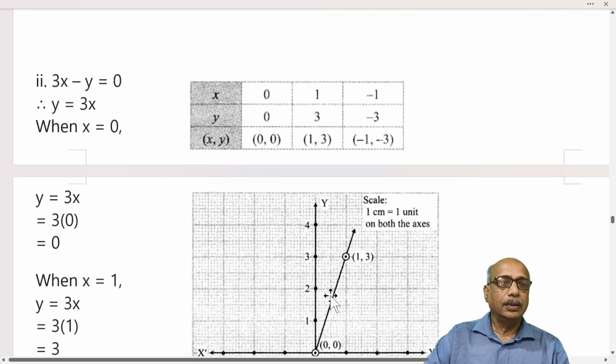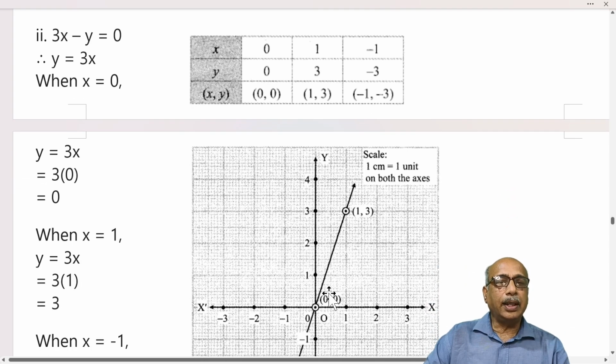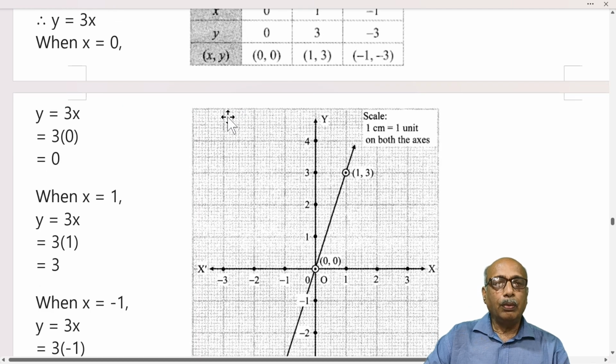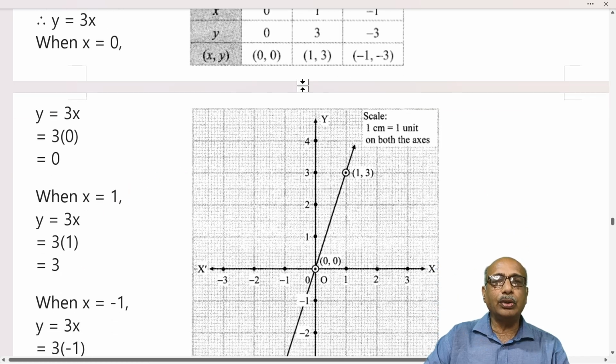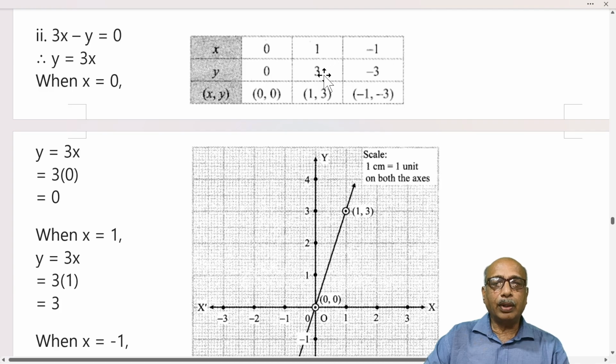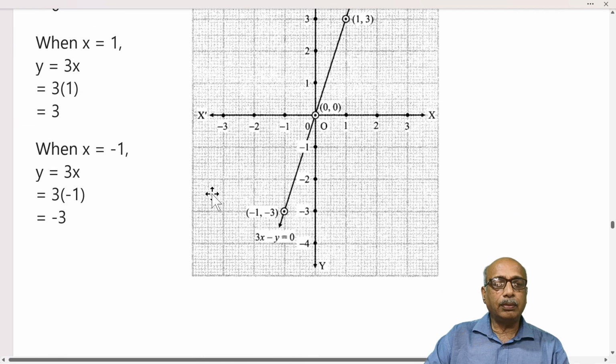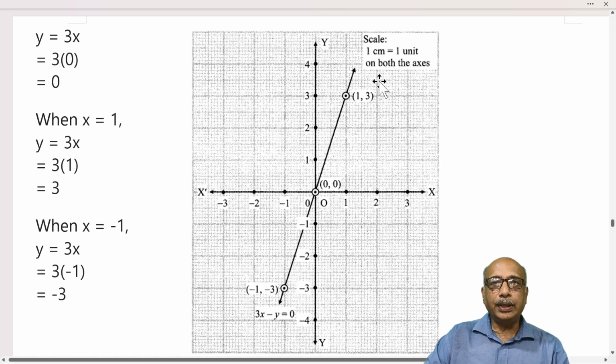Next. Another example, 3x minus y equals 0. Therefore, y equals 3x. So when x equals 0, y equals 3 into 0, which is 0. So (x, y) will be (0, 0). When x equals minus 1, y equals minus 3. Then (minus 1, minus 3). When x equals 1, y equals 3. So (1, 3), and next (minus 1, minus 3). Plot the points here and join the line. Very easy.